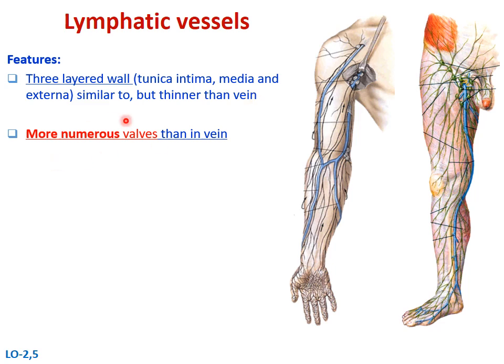Then there are more numerous valves than in veins. In veins, only the major veins, the big veins, contain valves. The smaller veins don't contain valves. And here in the lymphatic vessels, more numerous valves are present. It means the smaller lymphatic ducts also contain valves.